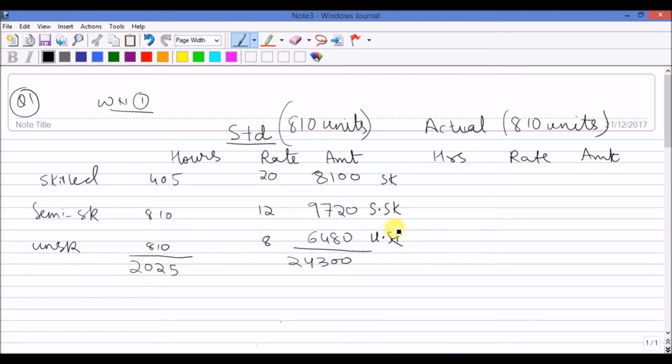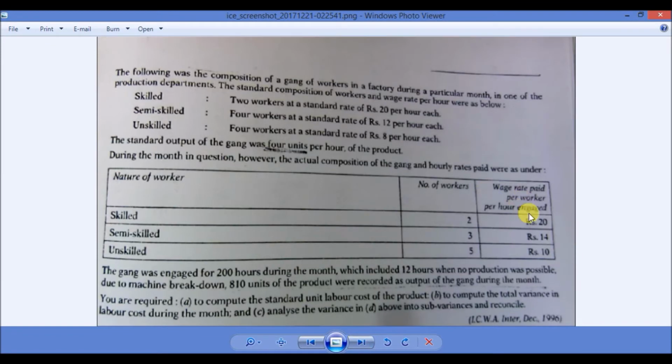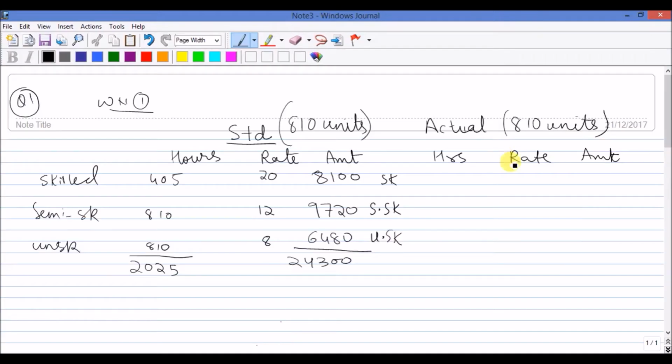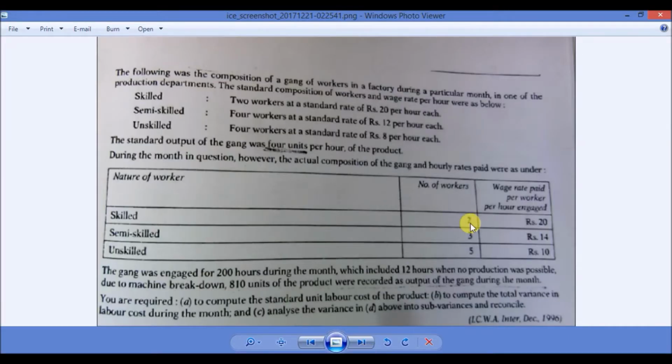Okay, so the wage rate per worker per hour is 20, 14 and 10. Yes, so there are two workers who are skilled, and the gang was engaged for 200 hours during a month. Okay, so no problem.